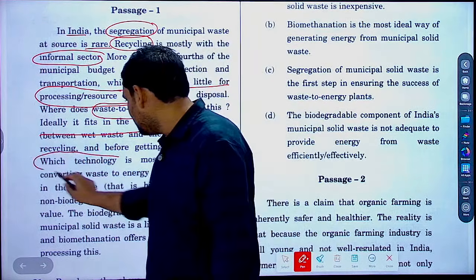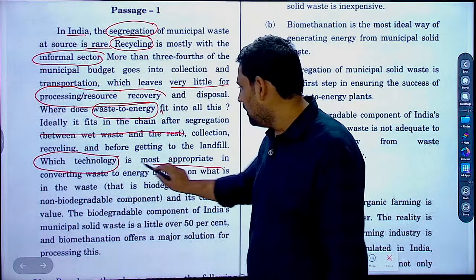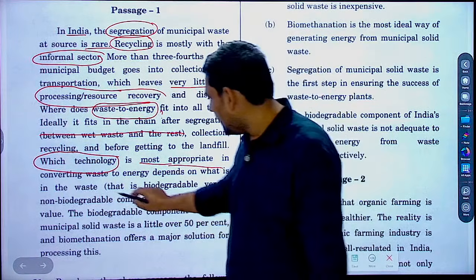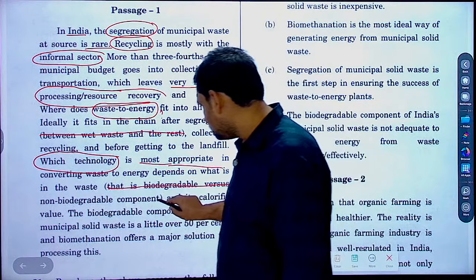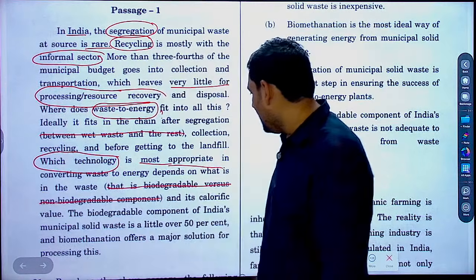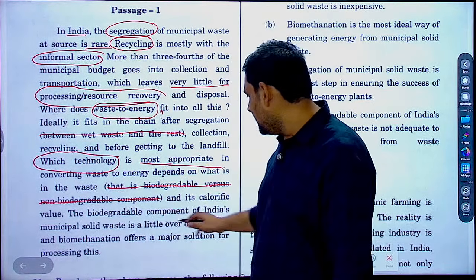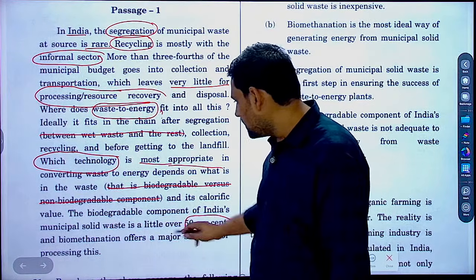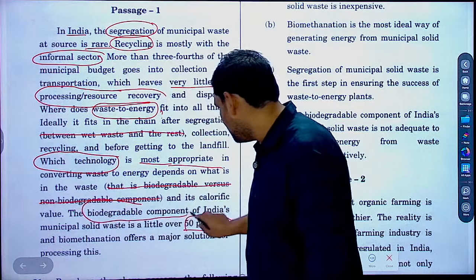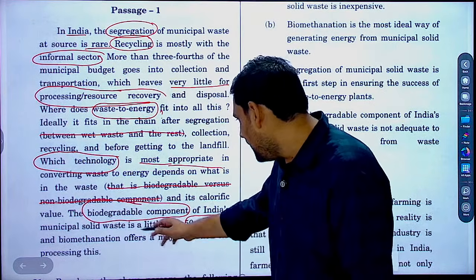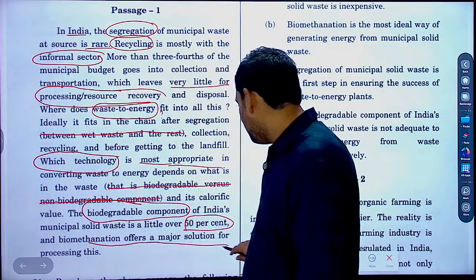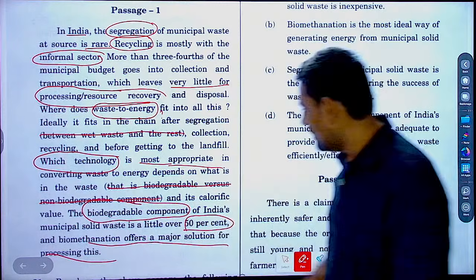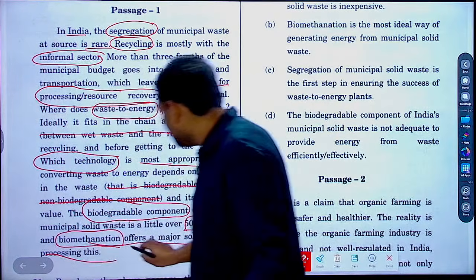Which technology is most appropriate in converting waste to energy depends on what is in the waste, and its calorific value. The biodegradable component of India's municipal solid waste is little over 50%. What is little over 50%? Biodegradable component. And biomethanation offers a major solution for processing this. Correct. So this is the next term, that is biomethanation.